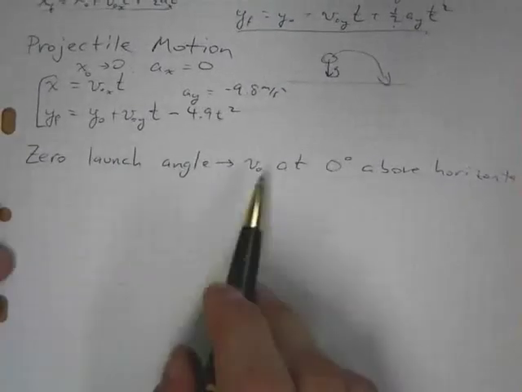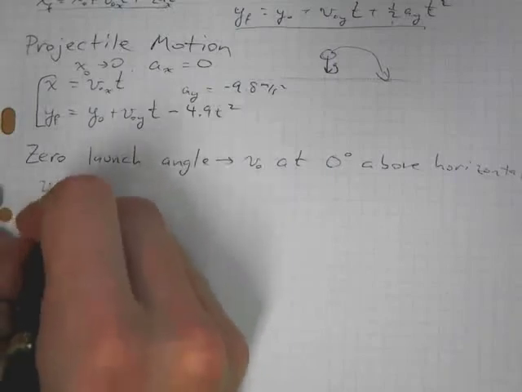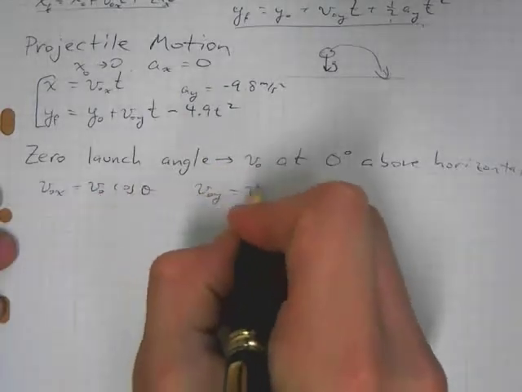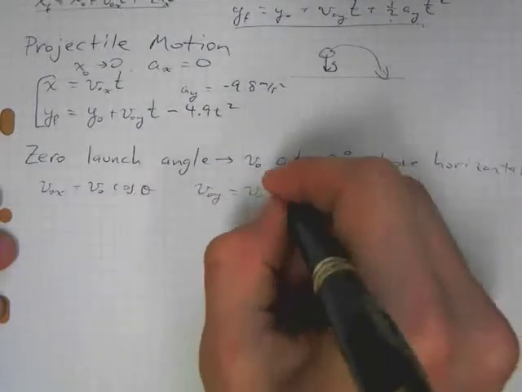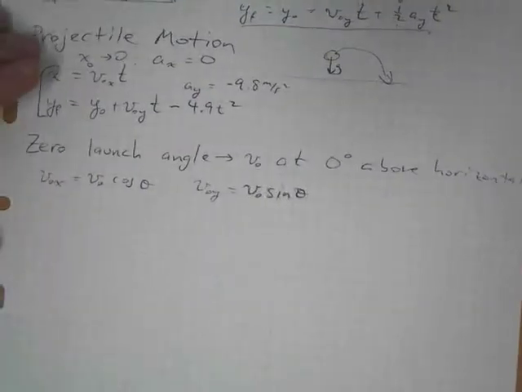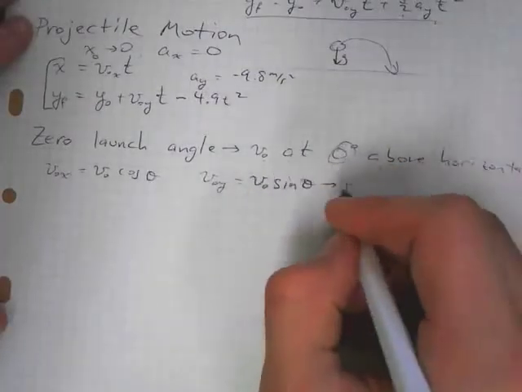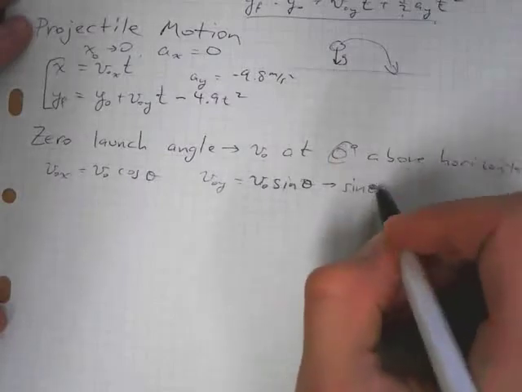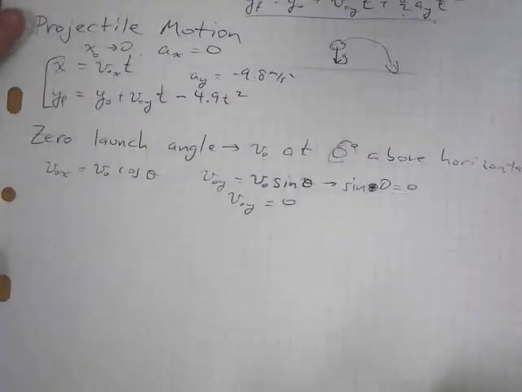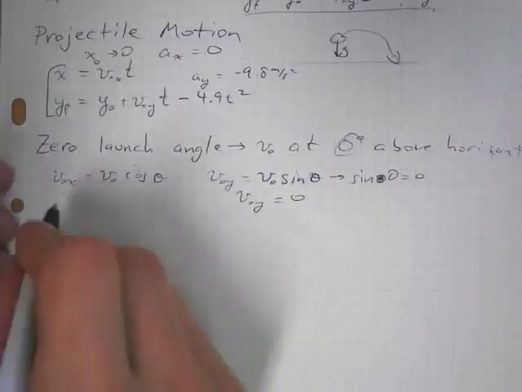So what happens then? Well, if theta is 0, we know how to break v naught out as a vector. Our v naught x is v naught cosine theta. Our v naught y is v naught sine theta. The components of our velocity are, well, if theta is 0, sine of 0 is 0, and so our v naught y is 0. So in the case of 0 launch angle, meaning something's fired horizontally, or at 0 degrees above the horizontal, then our equations are even simpler.